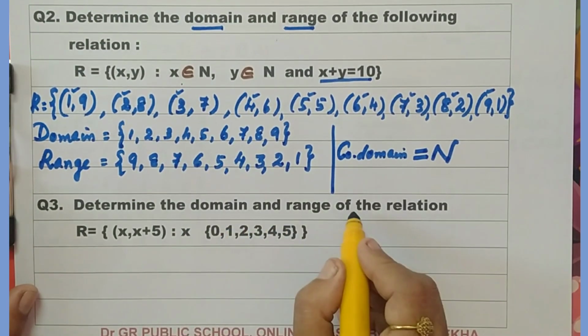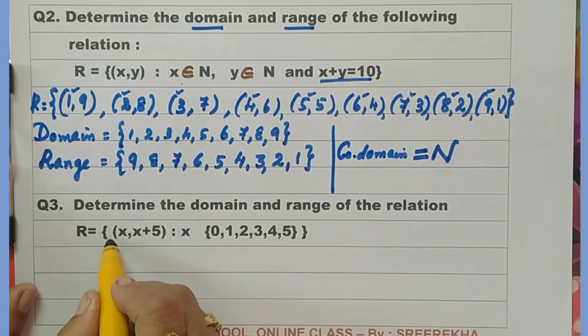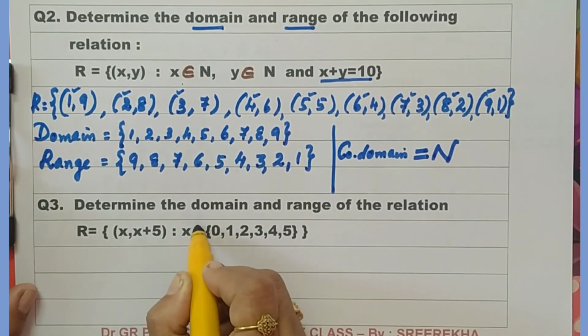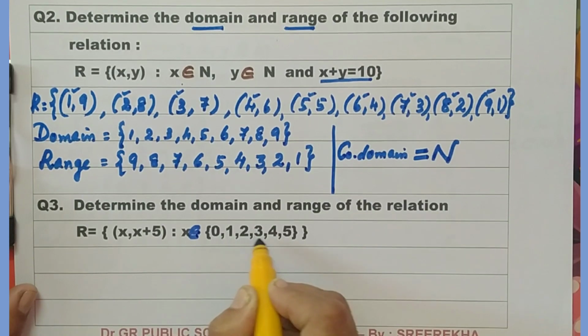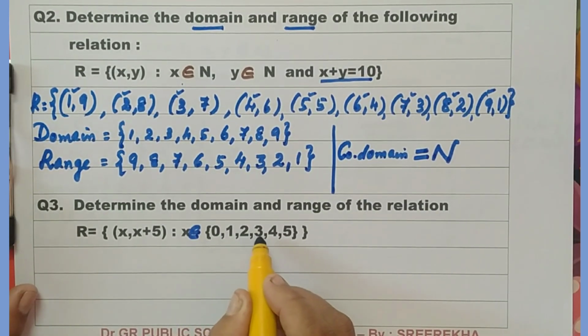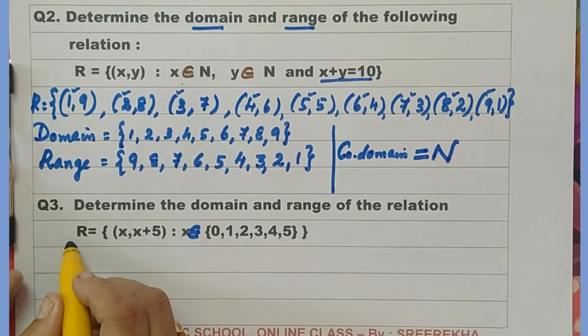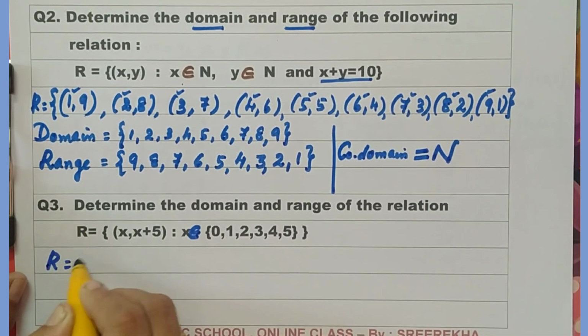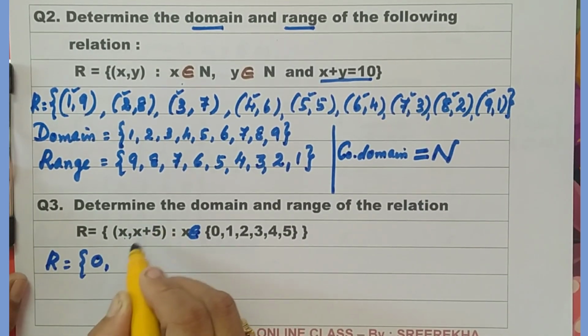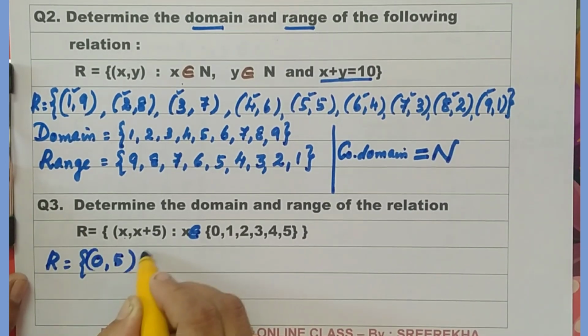Determine the domain and range of the relation R equals set of all ordered pairs (x, x plus 5), x is an element of the set {0, 1, 2, 3, 4, 5}. You are given a set {0, 1, 2, 3, 4, 5}. You need to write the relation R. R equals, the first element will be x. I am going to write 0. Then the next y will be 0 plus 5, 5.